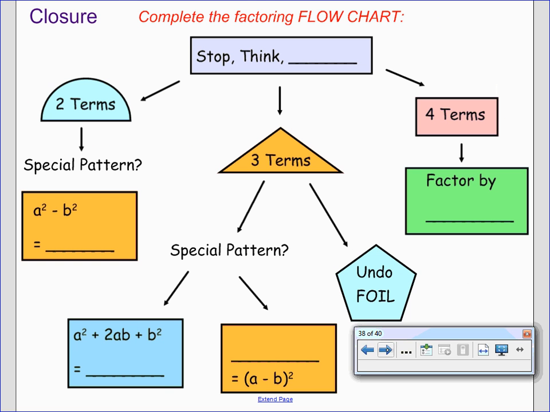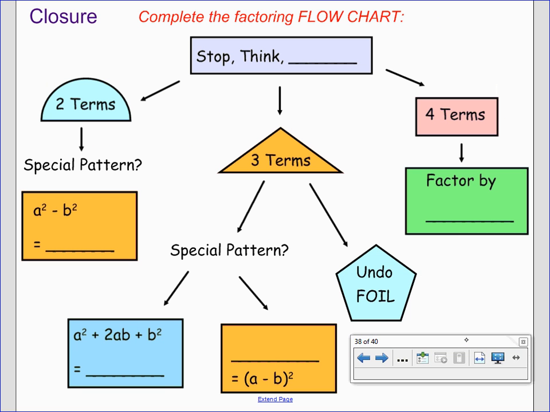Number 4. All right, so in general, we've got our stop, think, GCF we always want to do first, and we included this in your handout next class. We want to stop, think, GCF is going to be our first strategy. If after factoring out a GCF, or there isn't one, we consider, is it 2 terms? If so, it could be a special pattern, where a difference of perfect squares results in a plus b times a minus b. If there's 3 terms remaining, we could still consider a special pattern if there are perfect squares.